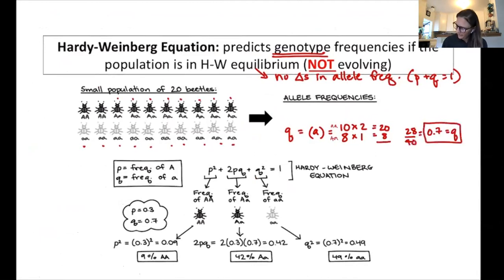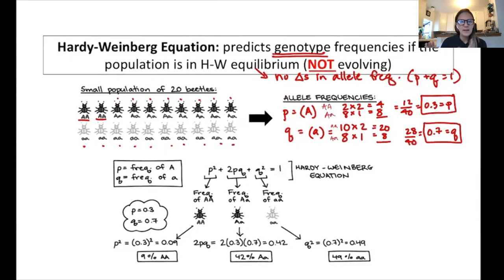And we can do the same for P, calculating the dominant allele. If we look at our big A's, we're going to have 2 individuals here, so 2 times 2. And for our hets, we already decided that we have 8 of those, so 8 times 1. That is going to give us 12 over 40, to give us 0.3, which is our P.